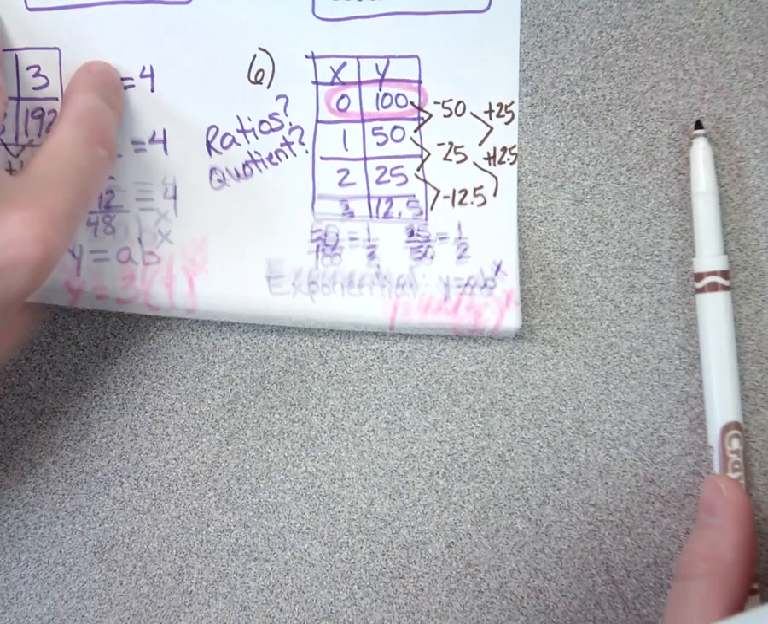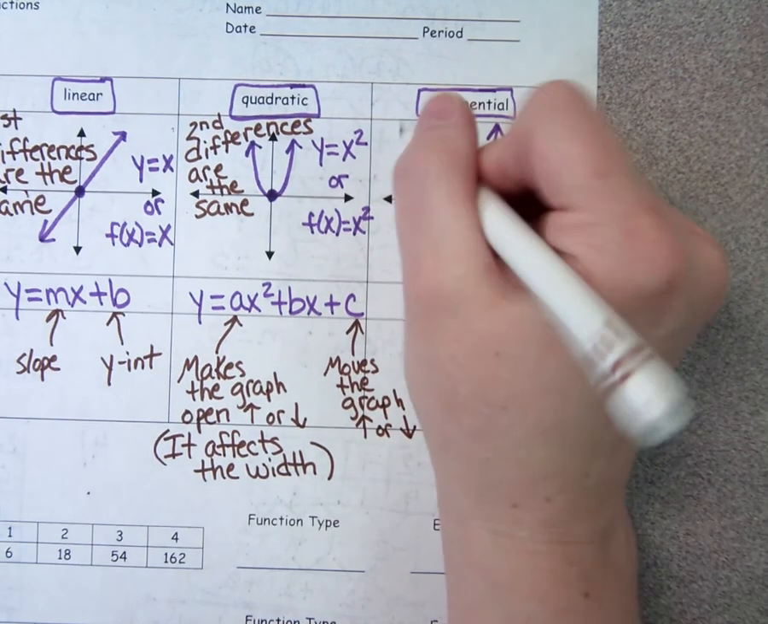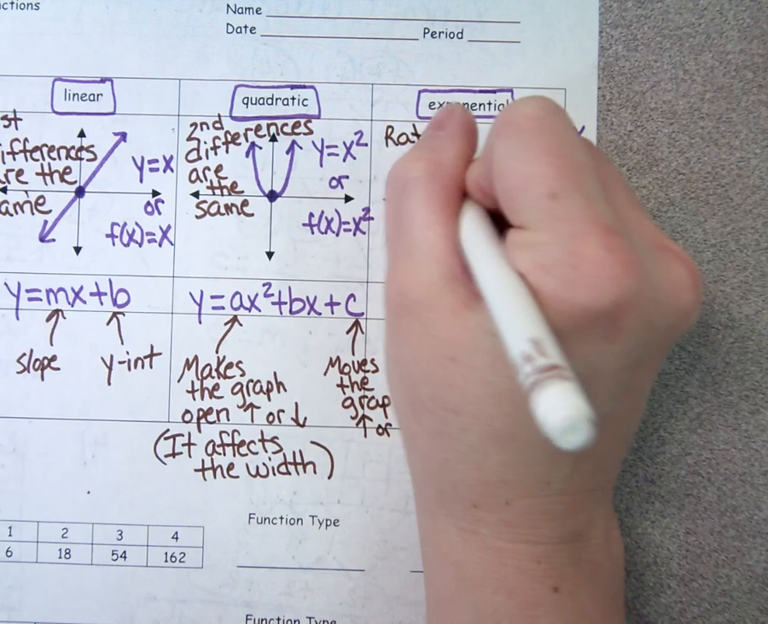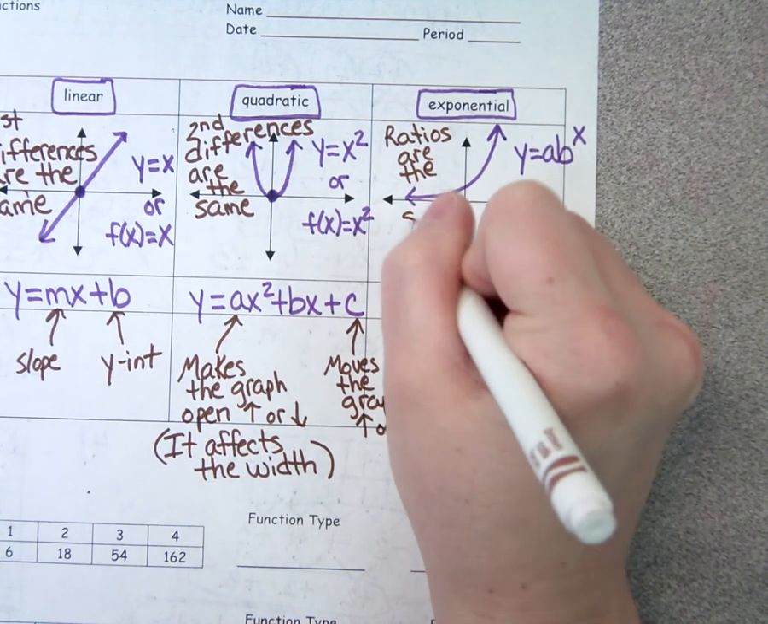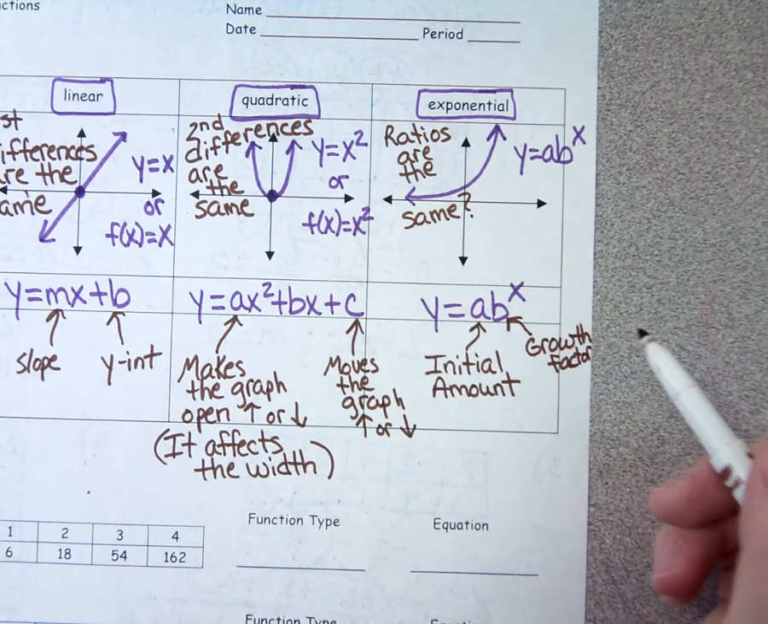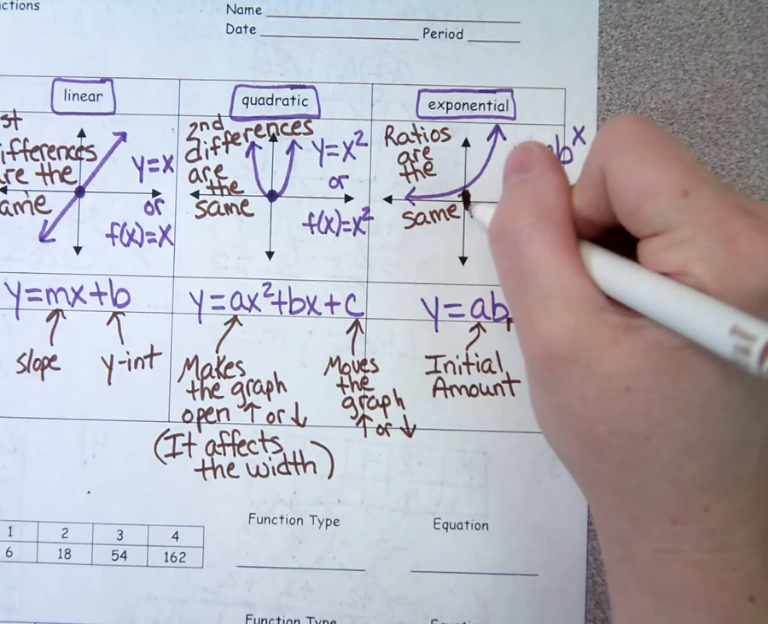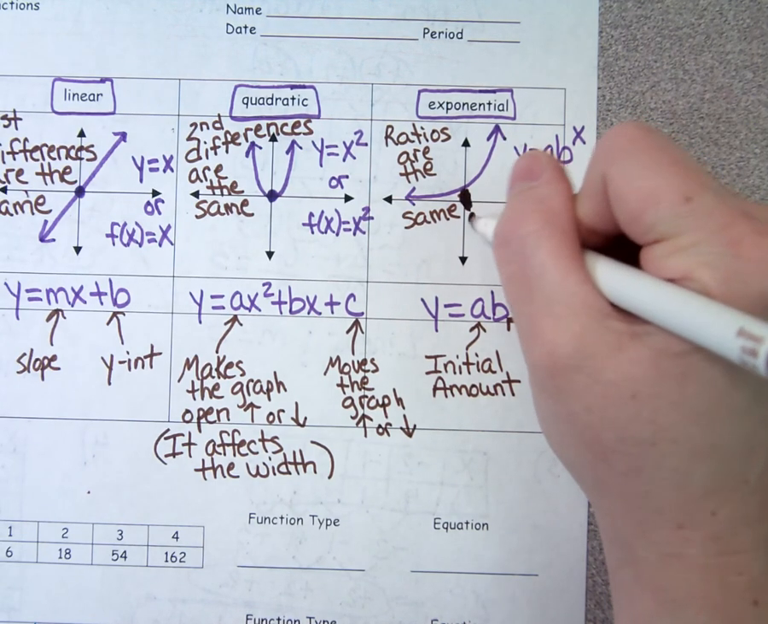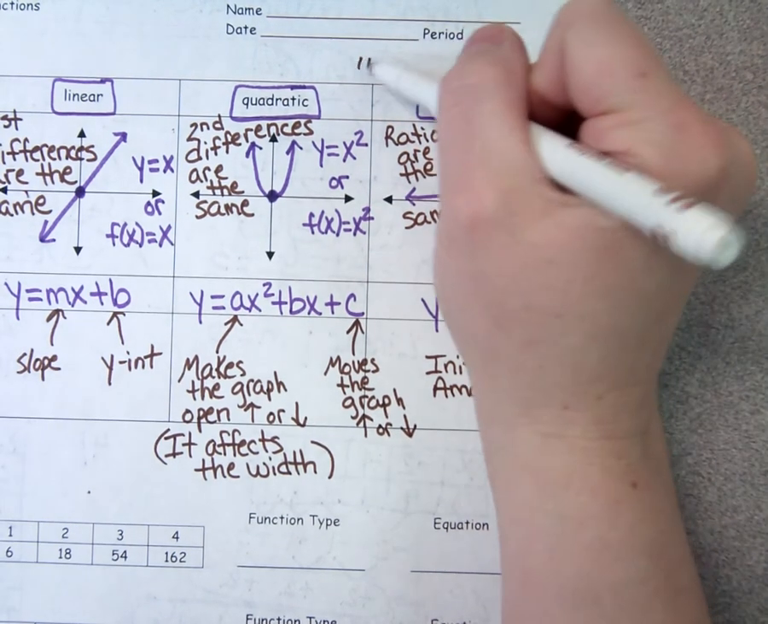I just want to add one more thing over here on the back side. So with our exponential, I'm going to write ratios are the same. And later I might say this a little bit differently to help you a little bit more. So I want to see if ratios are the same. Well, I shouldn't have a question mark there. Let's make that an exclamation mark. Ratios are the same if it is exponential. Okay, and that's all. Smiley face.